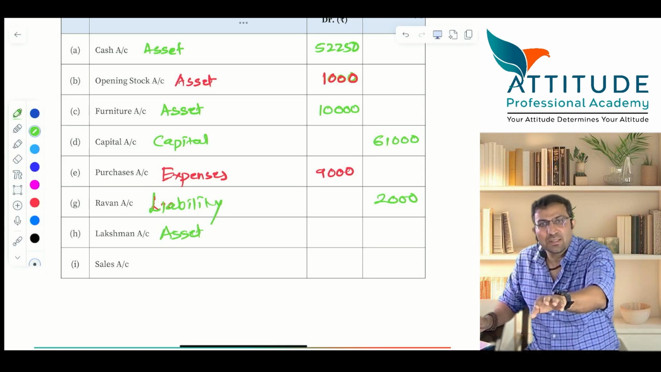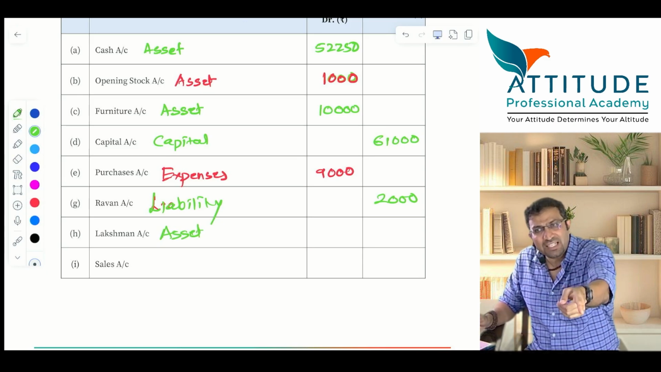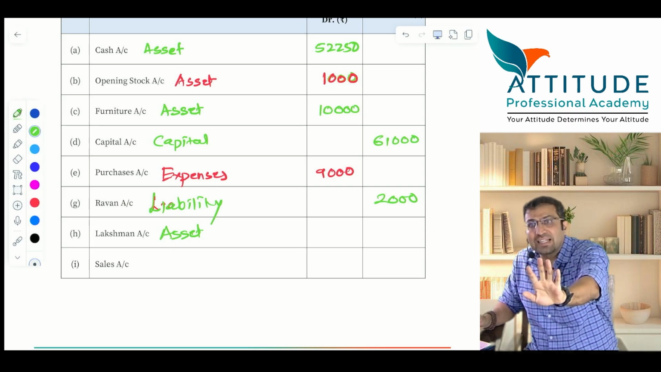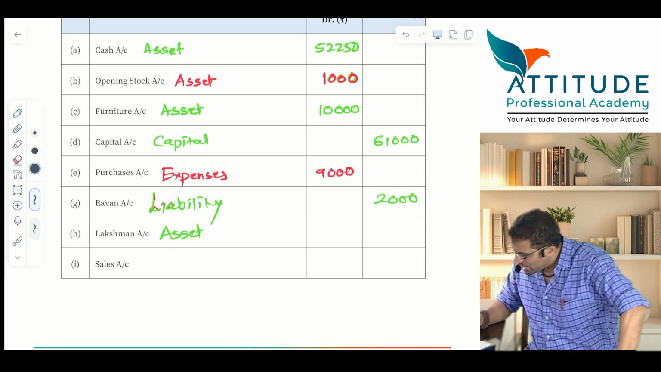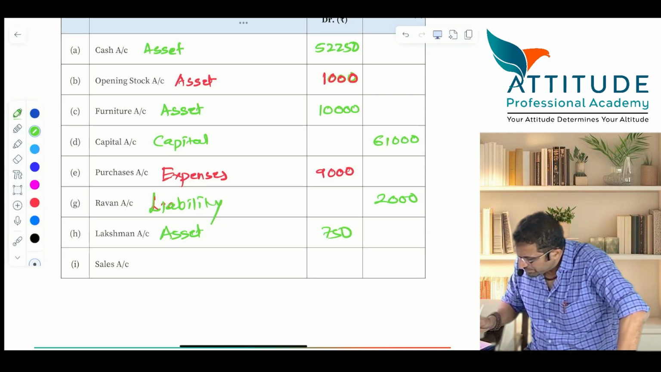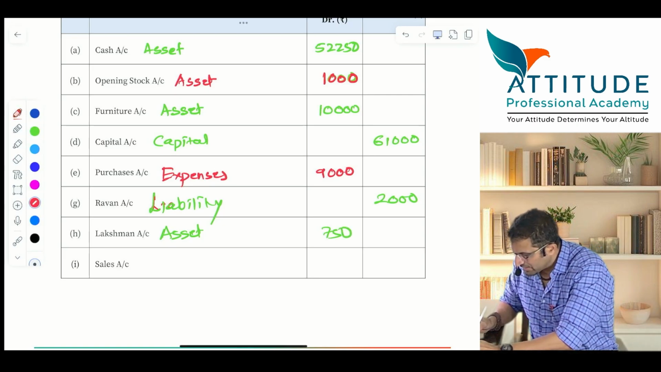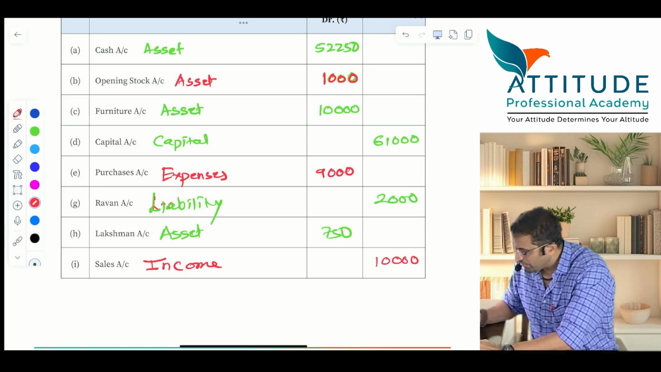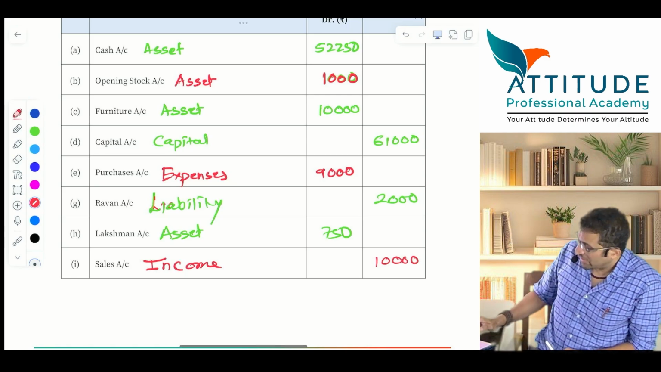Personal account debit balance means asset. Personal account credit balance means liability. Understood? How much is the amount? 750. Sales. Income. Income. How much? 10,000. Please take down. This is your trial balance.